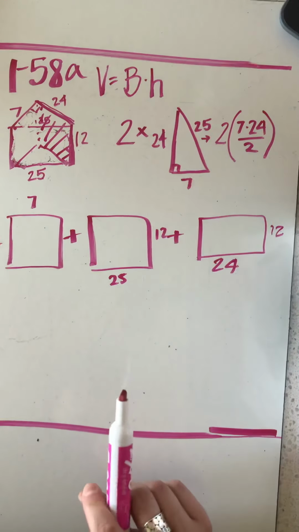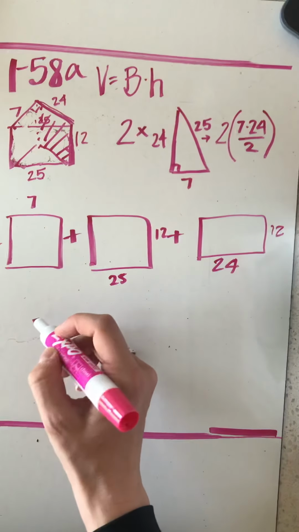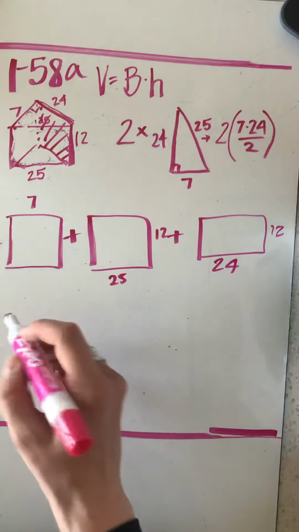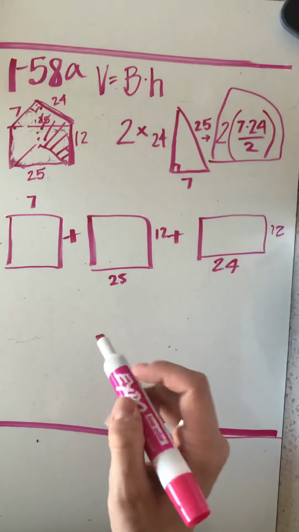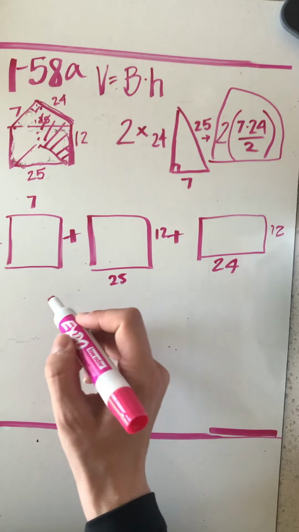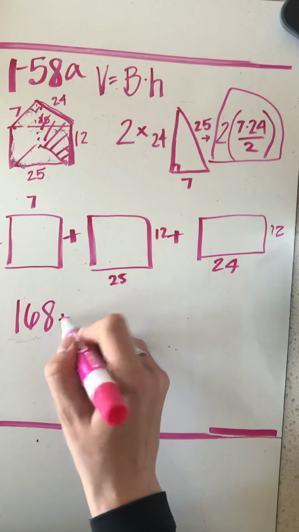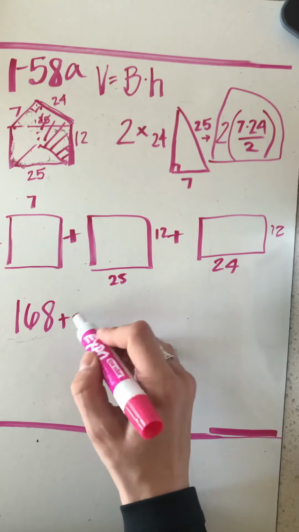So in order to find the area of all those rectangles, take base times height. So overall, you've got this. It's going to be a lot of numbers added together, right? So the area for this is 168 plus 12 times 7 is, oops, sorry, 84.